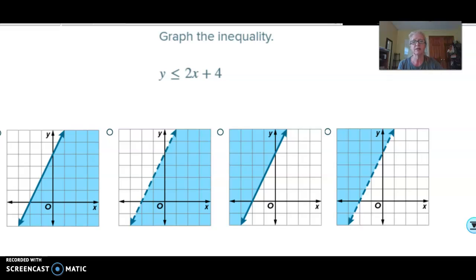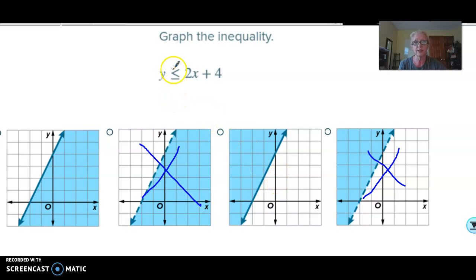Here we would graph this. We would have put our y-intercept at positive 4. All of the graphs have the y-intercept at positive 4. And we would have had a slope of 2. All the graphs have a slope of 2. Which 2 can we eliminate? Well, we have an or equal to. So we can eliminate this one, and we can eliminate this one. Okay? Which of these two is shaded correctly?